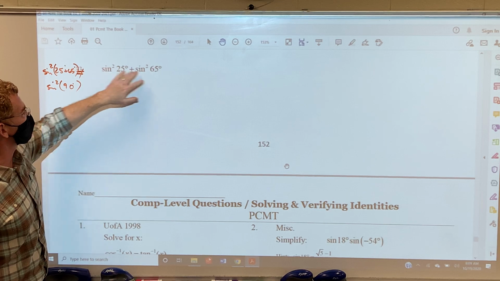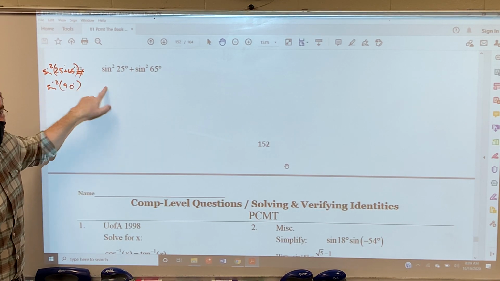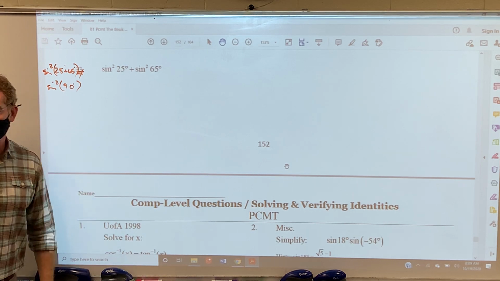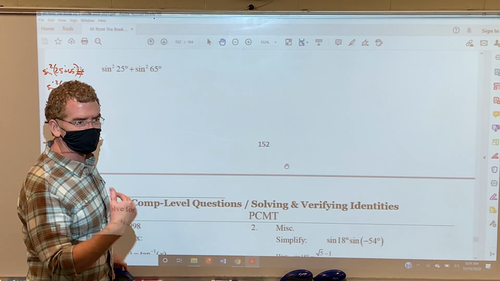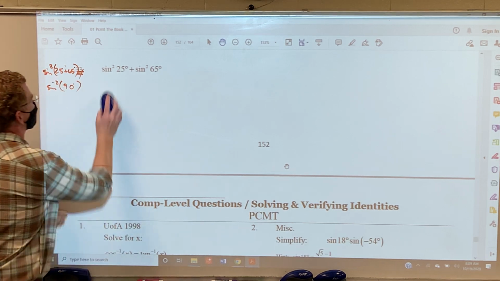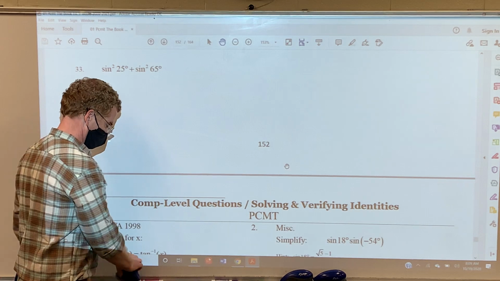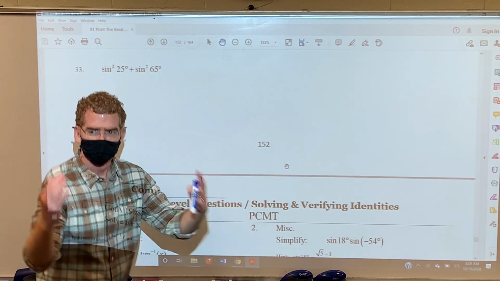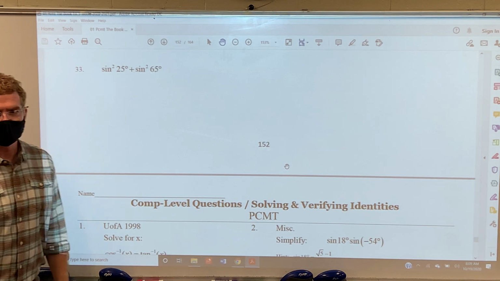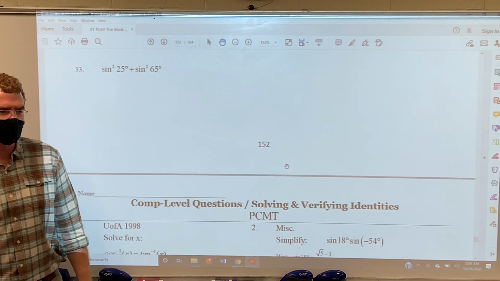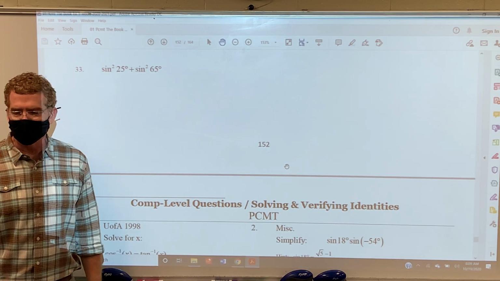So I don't have an identity that says I can add those together and make it 90. That's not an identity that we have. We can't just make stuff up. So start thinking, like we talked about a rat in a maze. He's sniffing around. Is there anything that resembles sine squared plus sine squared? Anyone? It's probably the most common identity on the planet in terms of trig identities.